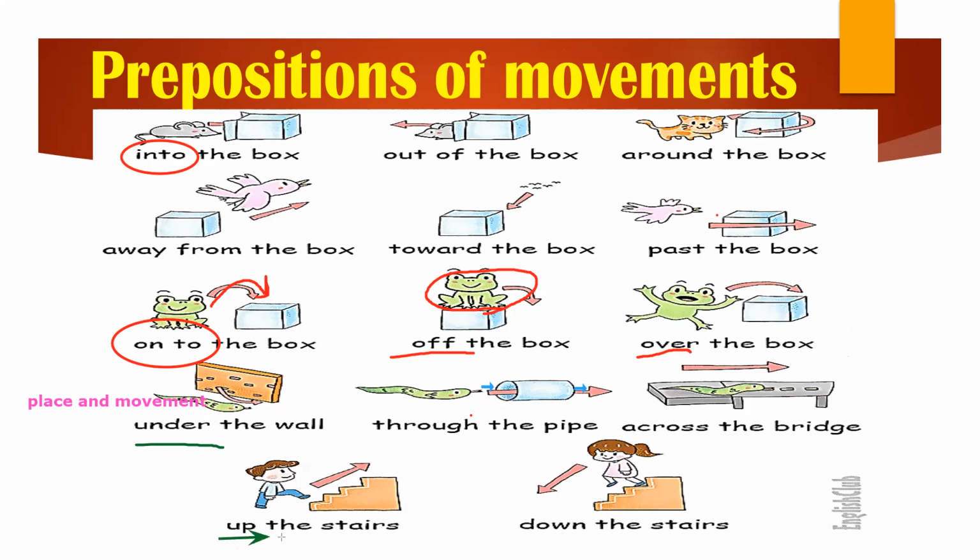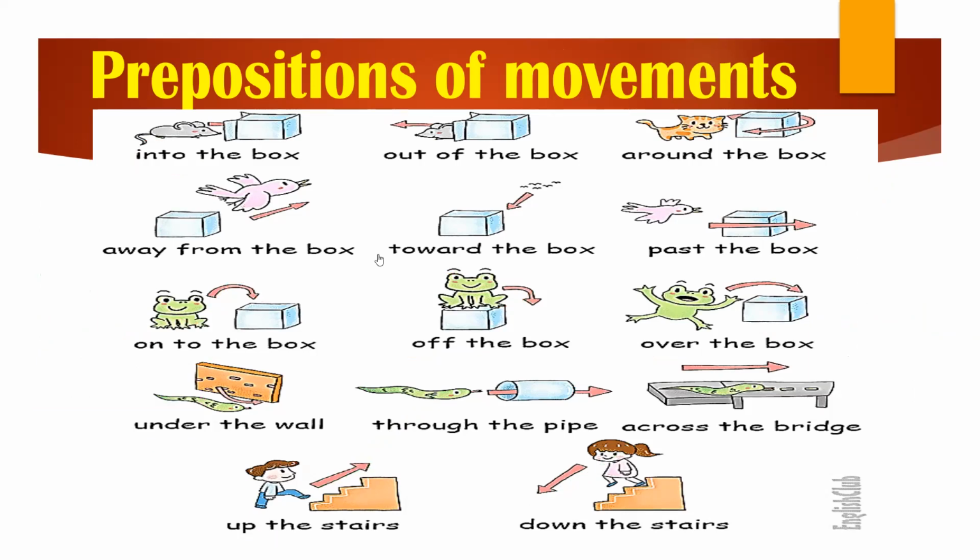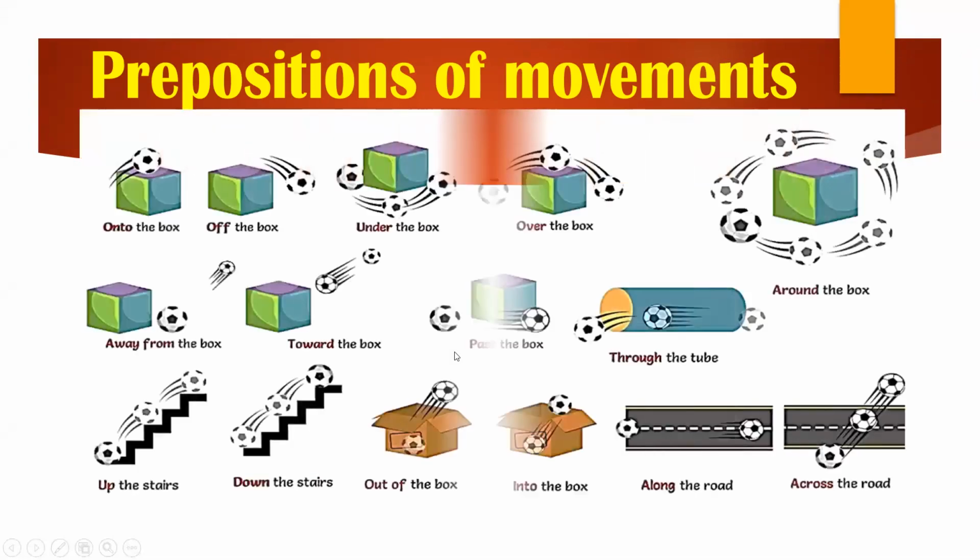Up the stairs, she's walking up the stairs, and she's walking down the stairs. He's climbing up the mountain, and then he's going down the mountain. All right, or climbing down the mountain. Very good. I hope everything is clear so far. Okay, next, more prepositions of movement.